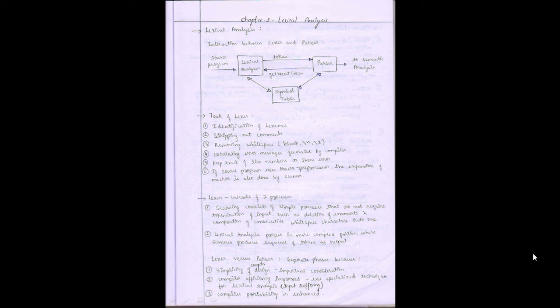Everything is going to be removed by your lexer part, and the correlating error message generated by a compiler. So again, that correlating error message generated by the compiler is also going to be one of the choosable and identifiable tasks of your lexer. And it keeps track of the line numbers in order to represent an error. Very importantly, the lexer always keeps track of the line numbers in a program.